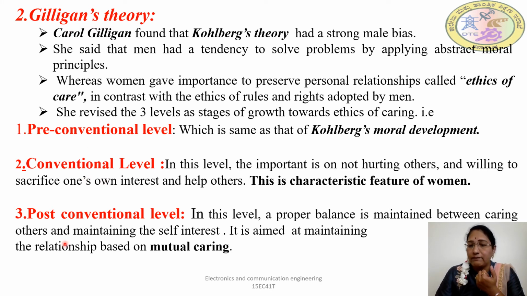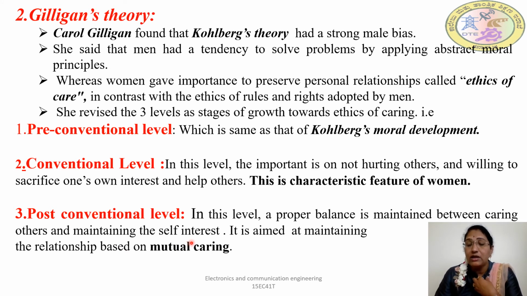Next, the third level, that is the post-conventional level. After the age of 20 years, how do women or men behave, and how does the thinking level change? In this level, a proper balance is maintained between caring for others and maintaining self-interest. Mainly women will usually behave like this. They will take care of everyone and also maintain their self-interest.